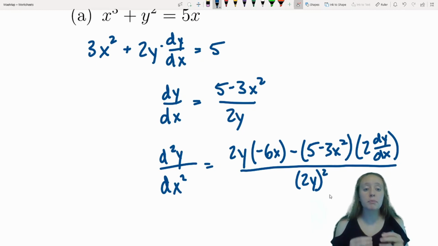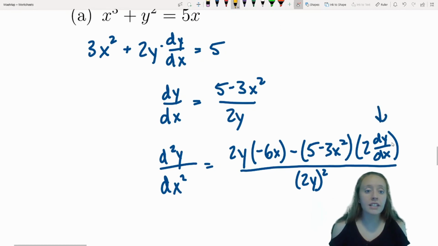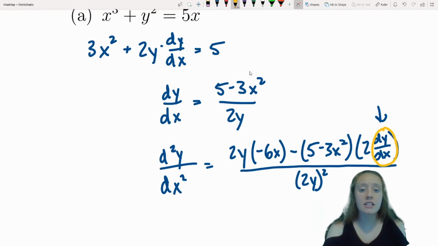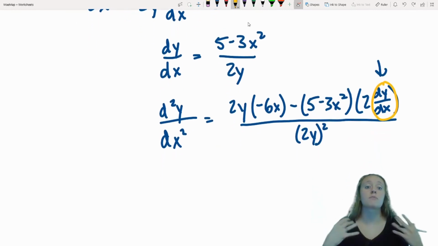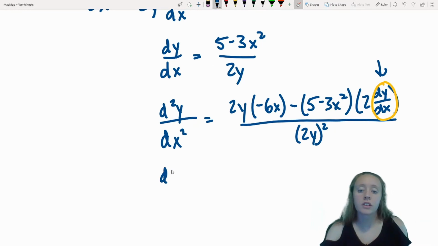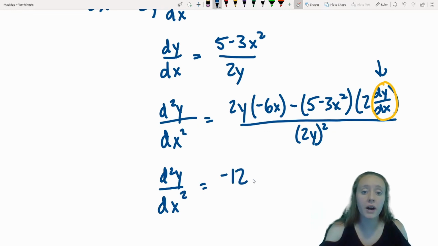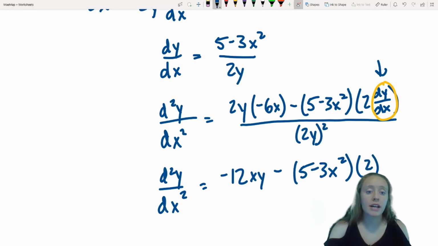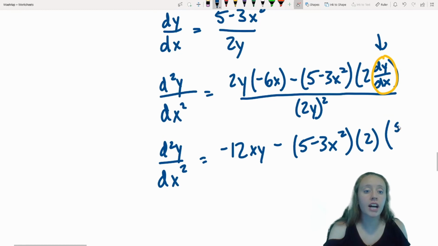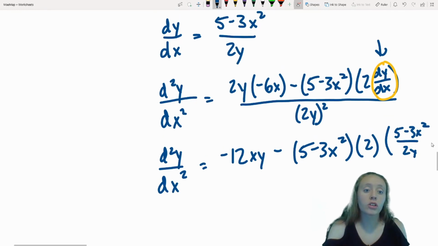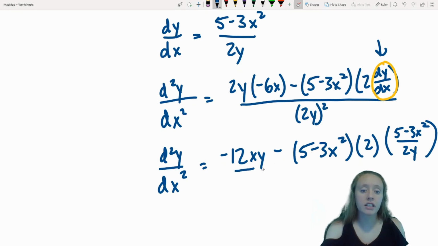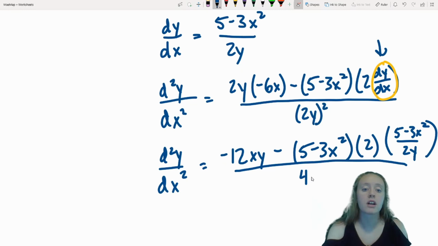Now remember, like I said, we need to remember to plug in dy/dx. We know what dy/dx is. dy/dx is (5 minus 3x squared) over 2y. So we're going to plug that right on in, so that our function is just in terms of y and x, not also in terms of the derivative. So our second derivative of y with respect to x is going to be 2y times negative 6x, which I'll write as negative 12xy, minus (5 minus 3x squared) times 2 times dy/dx, which is (5 minus 3x squared) all over 2y. Remember, that is our derivative. And this is all over (2y) squared, which I'll write as 4y squared.